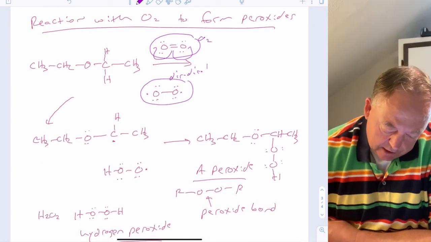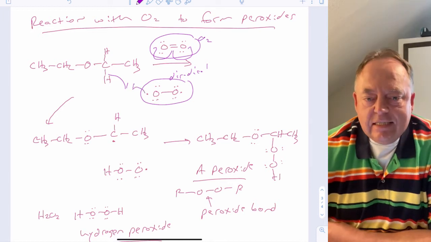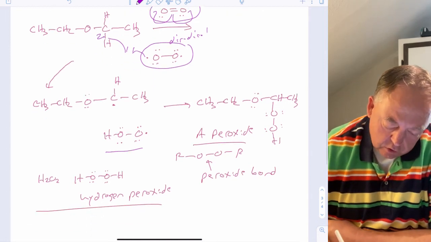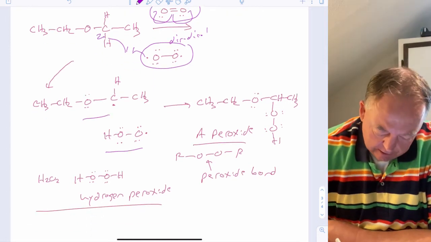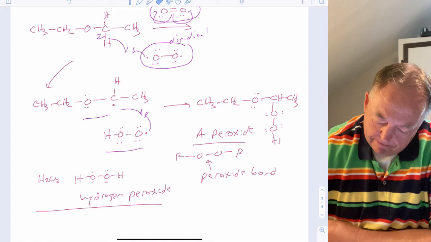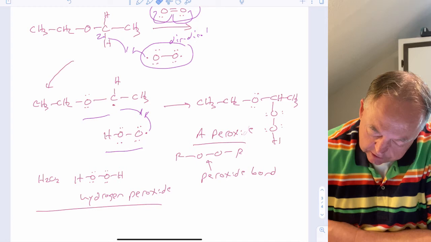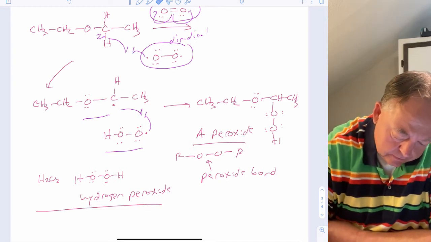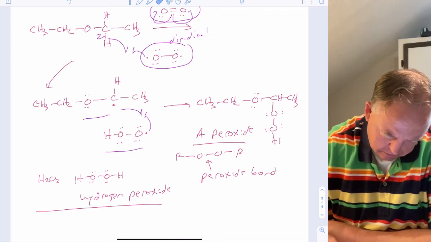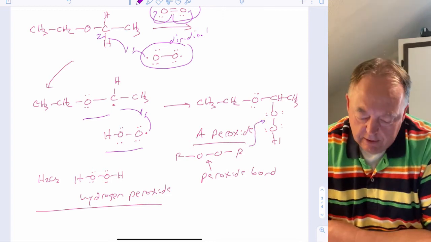So what's going to happen in this reaction is it's going to pull off a hydrogen atom on the carbon next to the oxygen, so either side. And then that would make this peroxyl radical and this carbon radical, and then those two can react with each other to make an oxygen-oxygen bond. And now you have a peroxide, right? So a peroxide is an oxygen-oxygen bond, so that would be a peroxide bond.